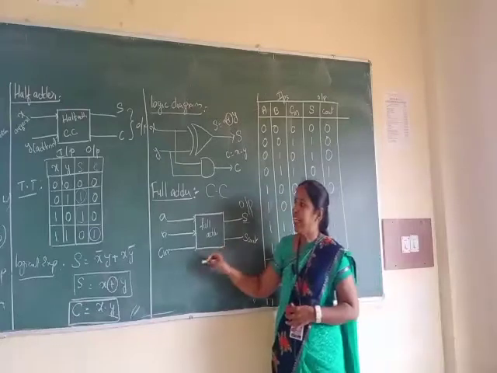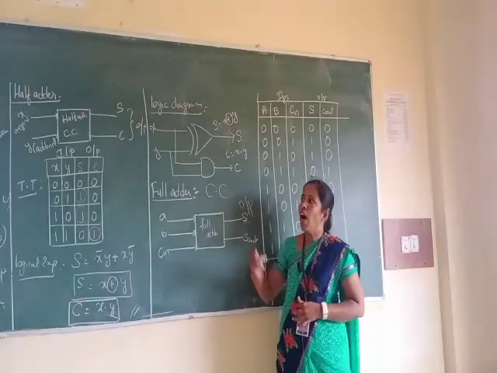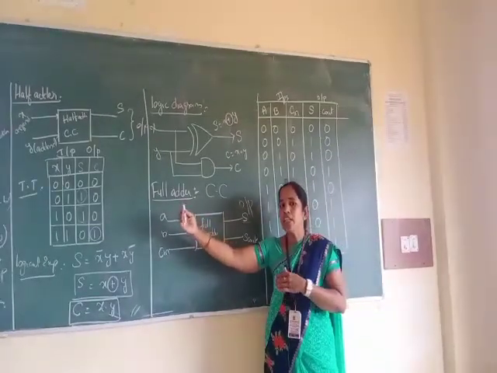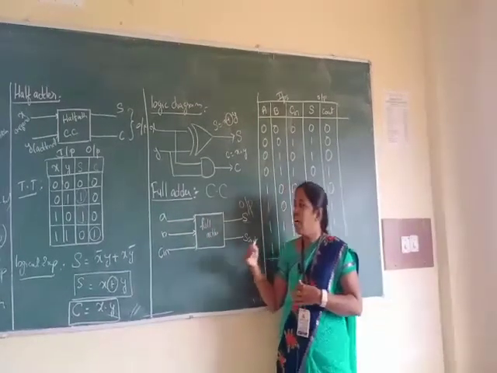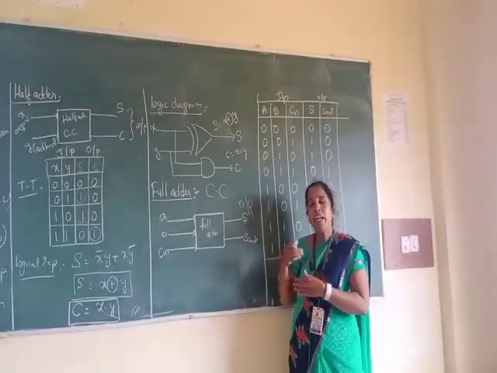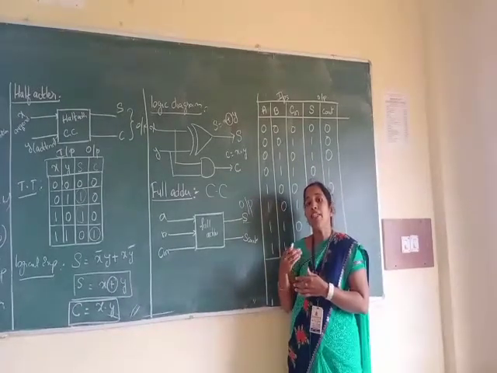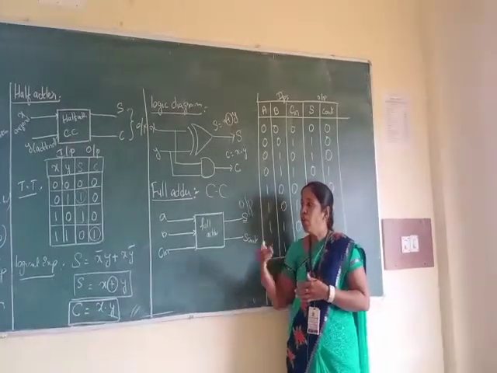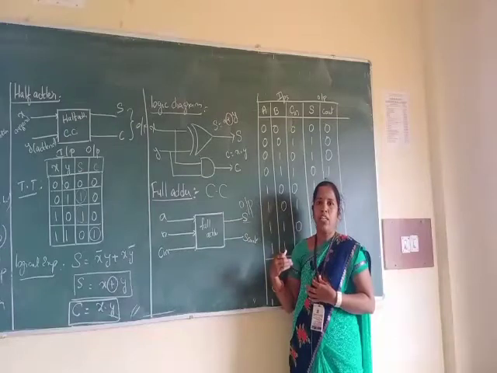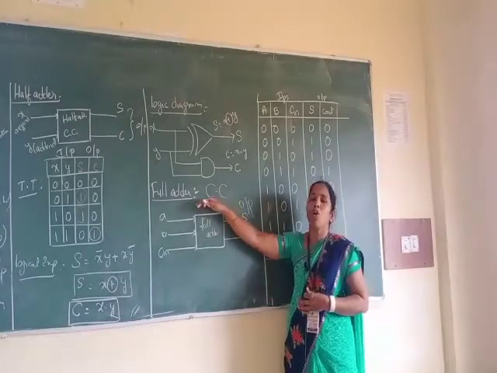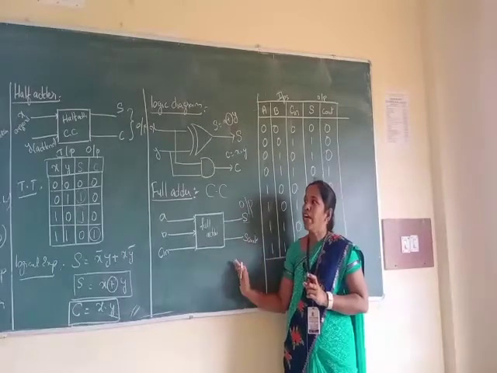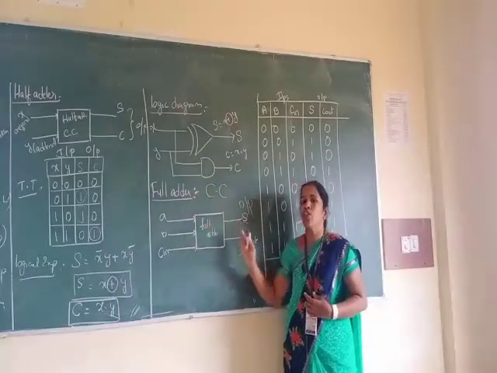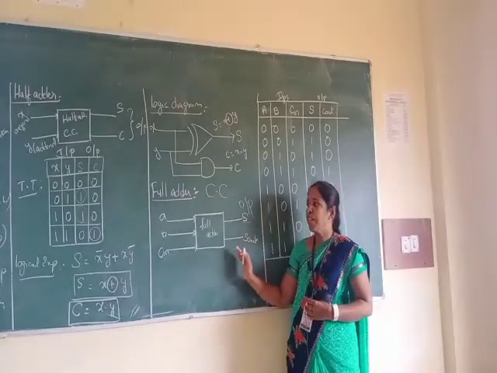Now why are we taking this full adder? The half adder is used for performing binary addition of 2 variables. Now I want to perform the binary arithmetic addition of 3 variables and also take that carry. In that case we are using the full adder. So this point you have to highlight: why we are moving from half adder to full adder.